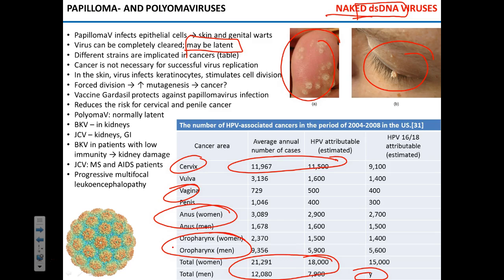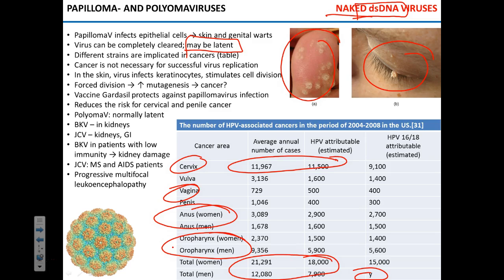We have a vaccine, Gardasil, that protects against papillomavirus infection. Of course, you want to see which effect this vaccine has on the total level of cancer cases. And now we start to see the effect. It actually significantly decreases cervical cancer in vaccinated women. It is given at the age of 12, 13, or earlier.